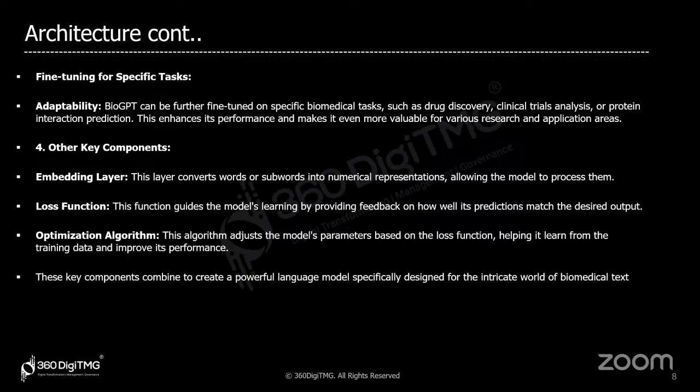Now, after that, we need to minimize the loss function. For that, we can apply different approaches. Then we have the optimization algorithm. This algorithm adjusts the model's parameters based on the loss function, which helps it learn from the training data and improve its performance. These key components combine to create a powerful language model, specially designed for the intricate world of biomedical text.